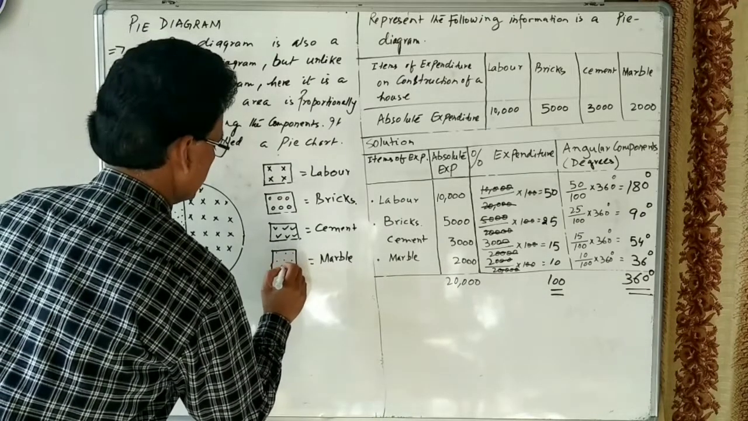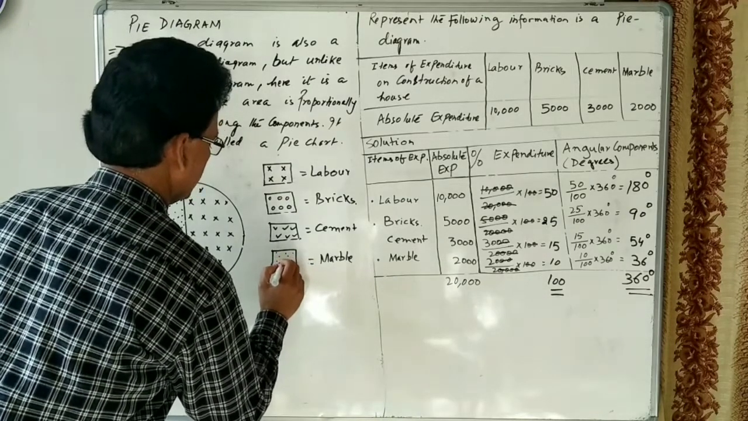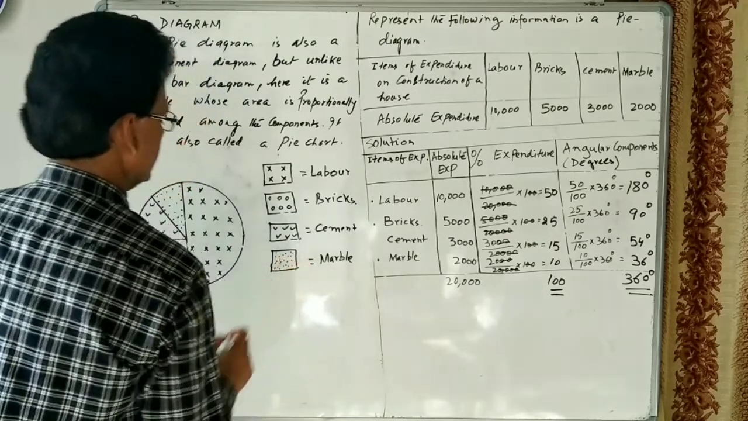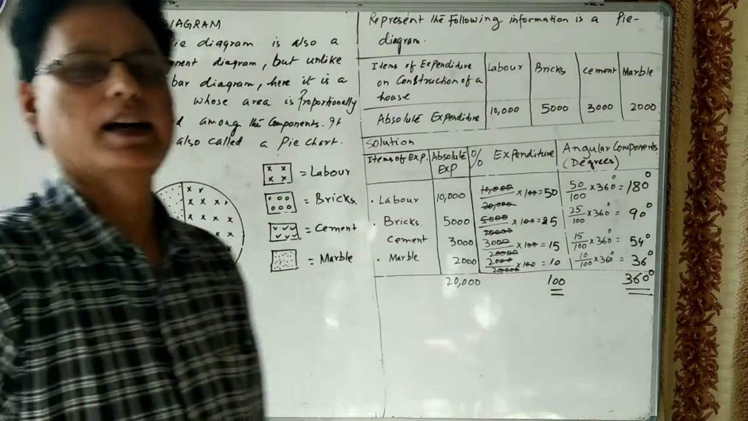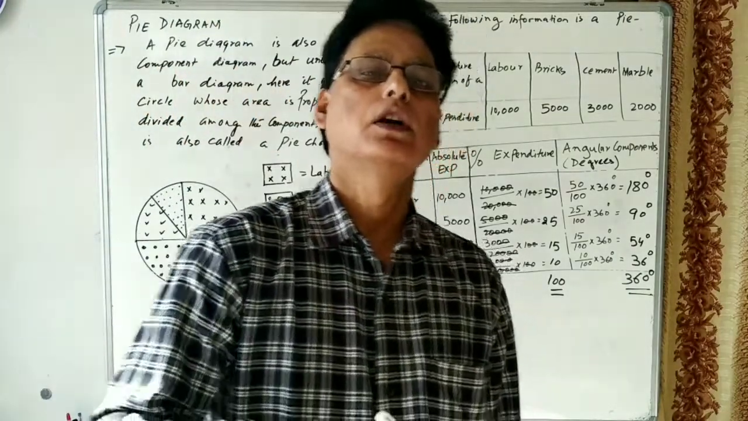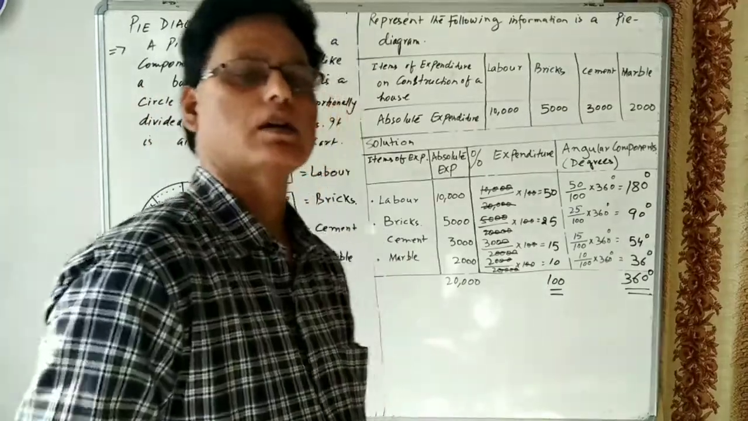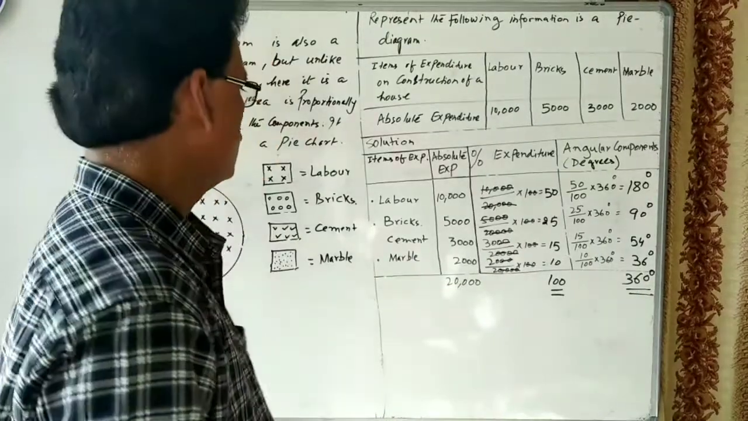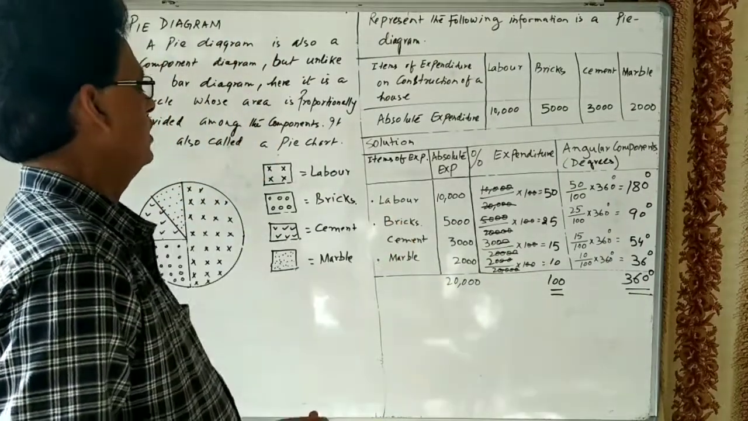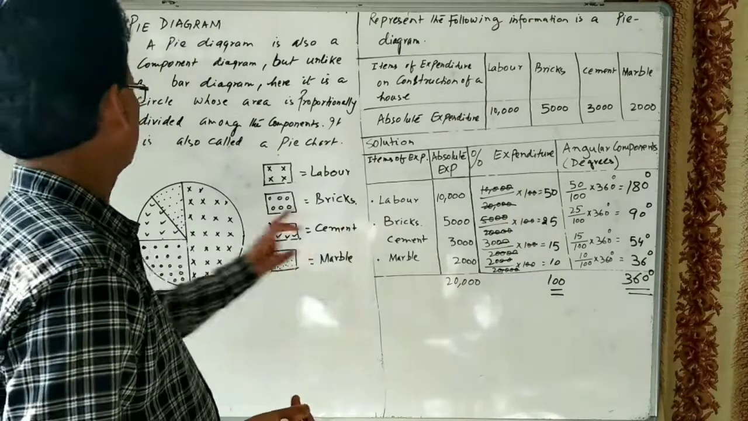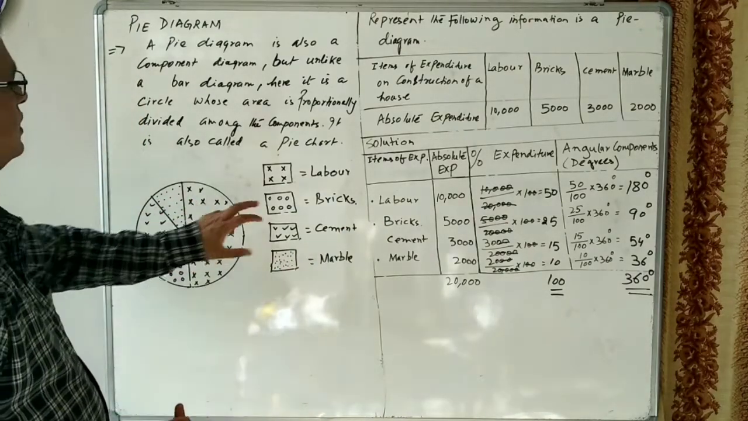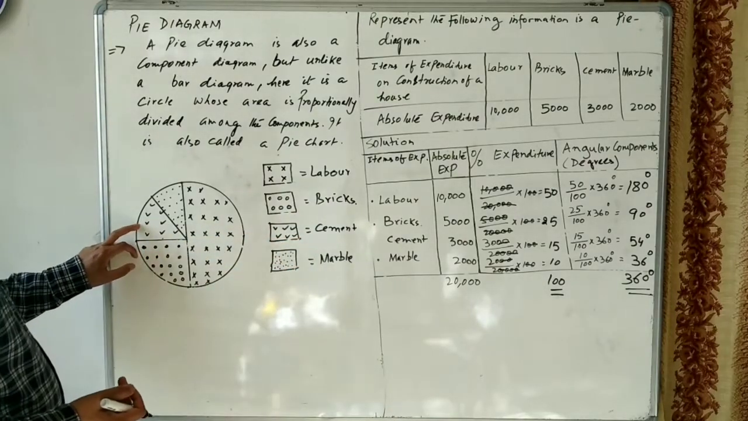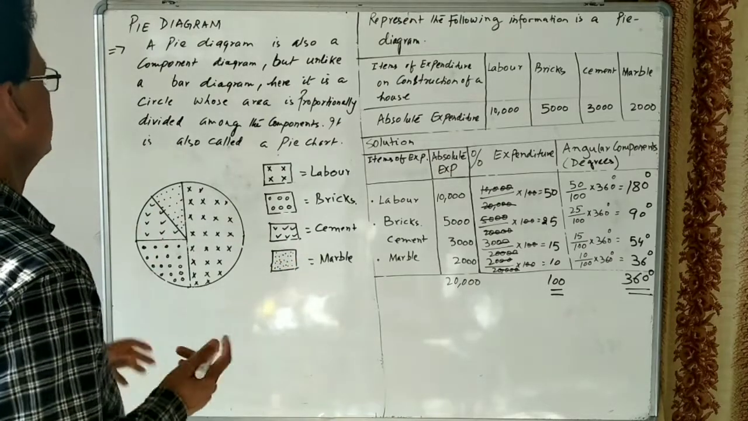So this is very simple, and we have seen this. This is the pie diagram. A pie diagram is a circle diagram. A pie diagram is also a pie chart. It is in circular form, and the circle is divided into different components. So here we have four components. This represents labor. This represents bricks. This is cement, this represents cement. This is marble. So this is the circle diagram.